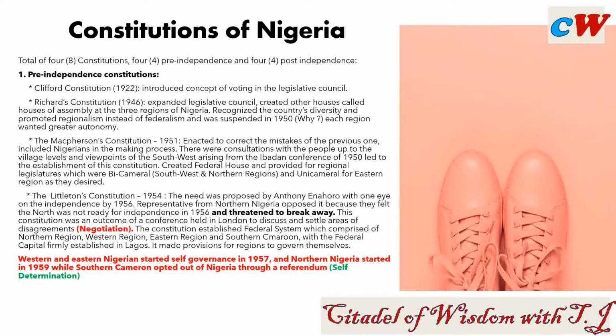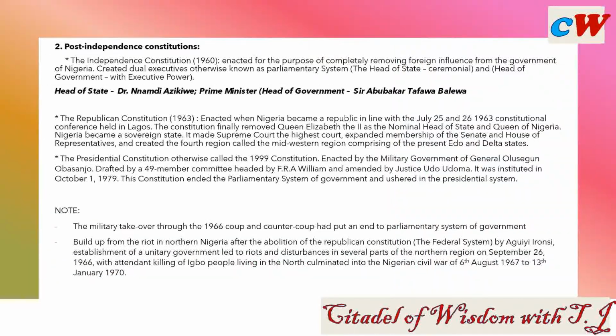In 1960 was the Independence Constitution, which was enacted for the purpose of completely removing foreign influence from the government of Nigeria. That constitution created dual executives, known as the parliamentary system of government, where we had the ceremonial head of state, who was representing the Queen of England as the nominal head of state. And then we also have the head of government with executive power, which is called the Prime Minister.